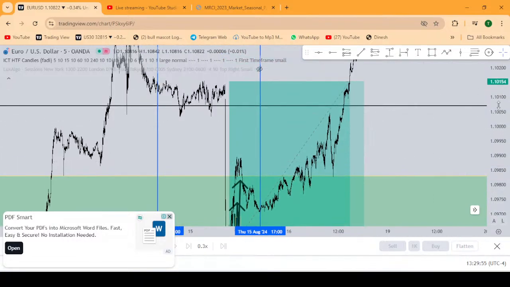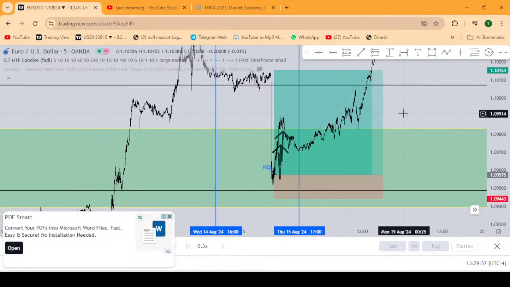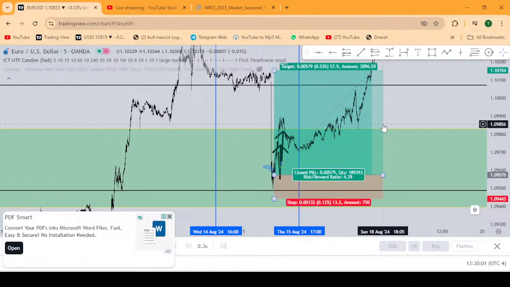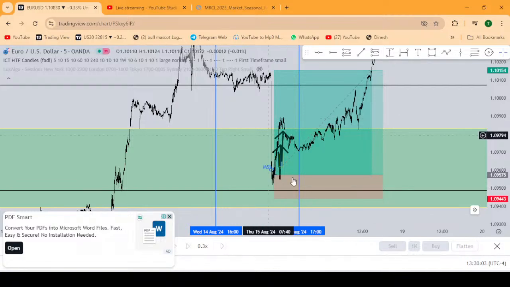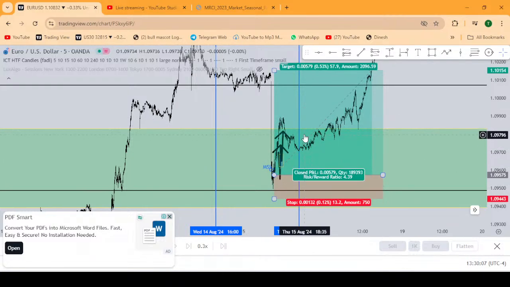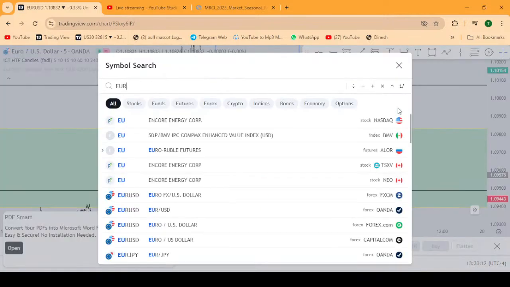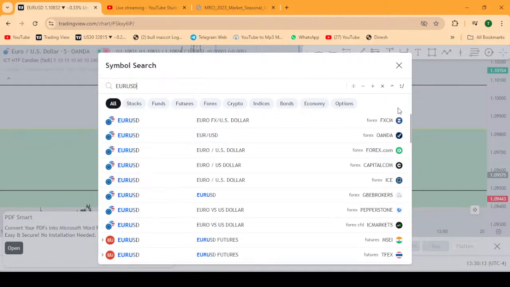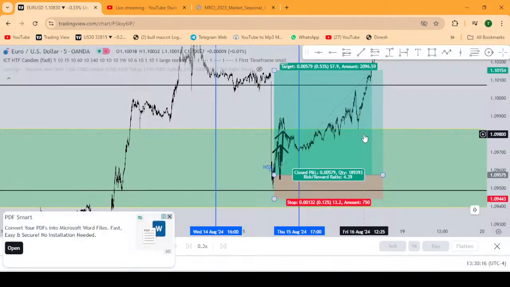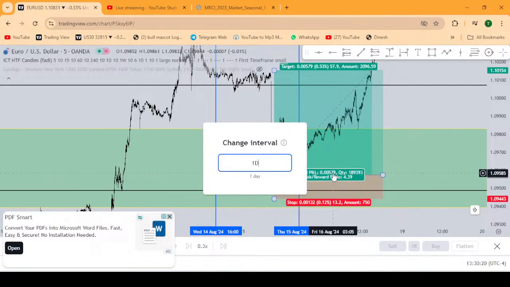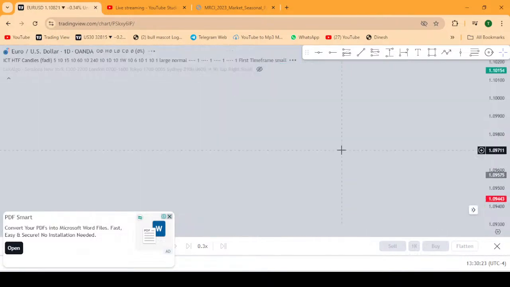So what was the criteria we used? We said one, price on the daily chart to react on a strong zone. Then we go to the 1 hour chart, we get a market structure shift. That is a bounce from a strong zone, then an entry. So let's have another example to make it more certain.